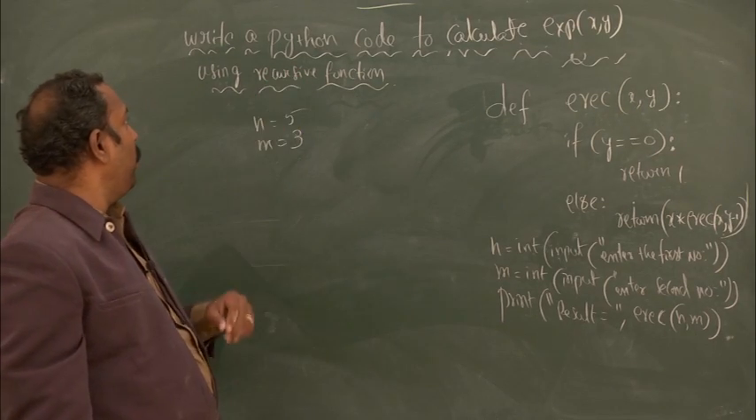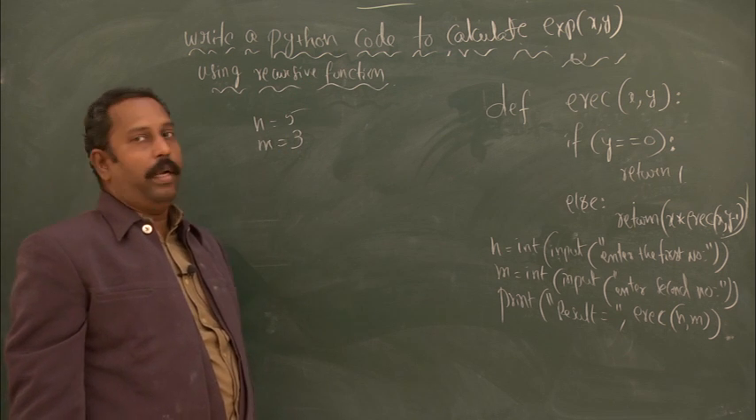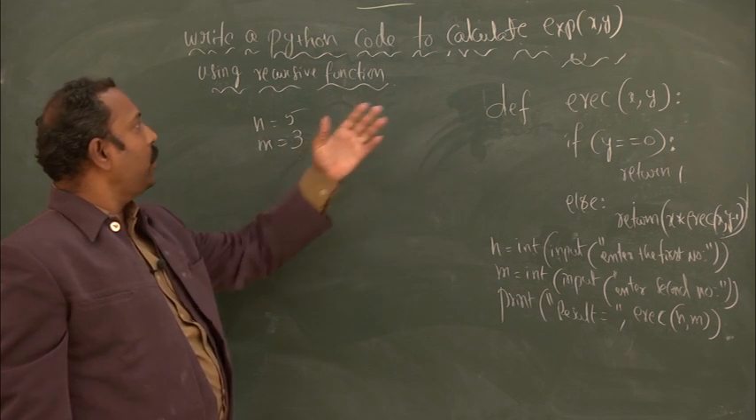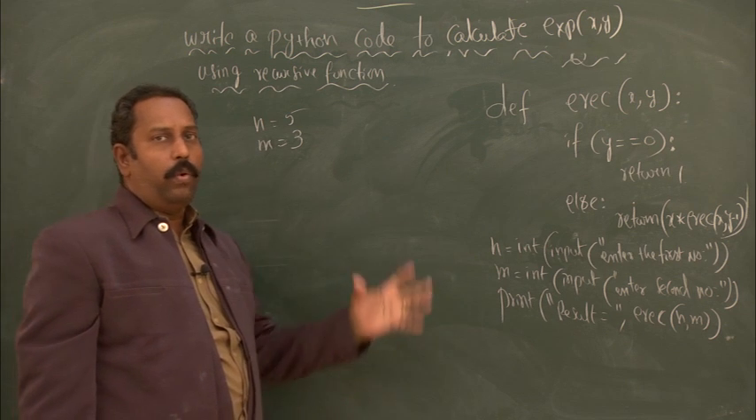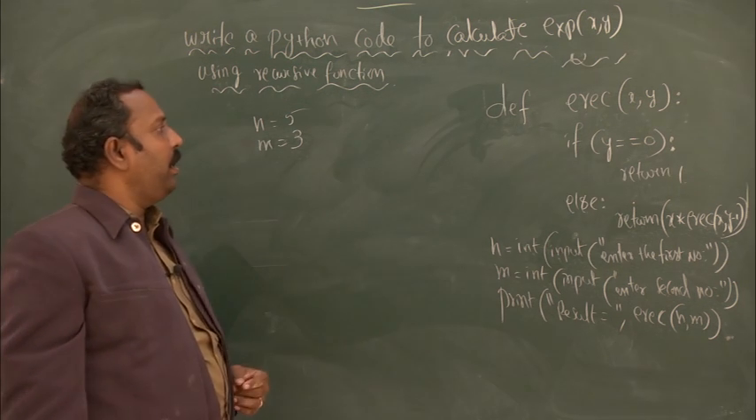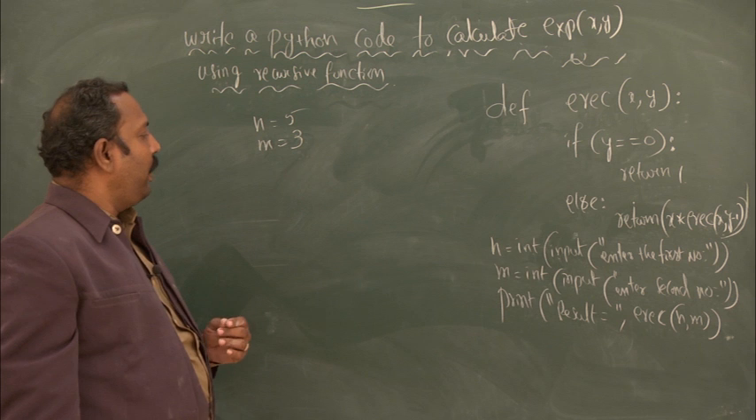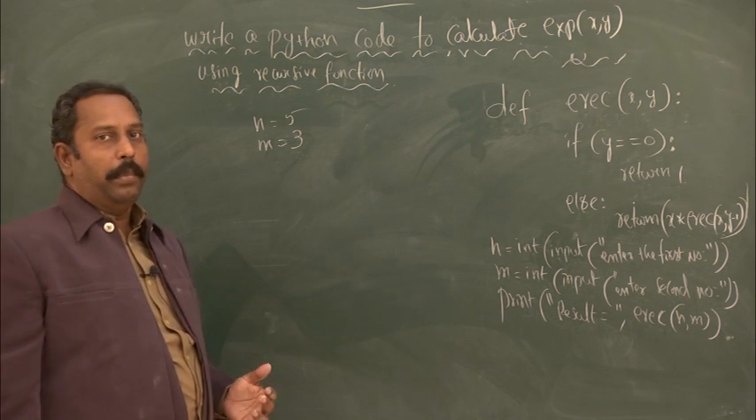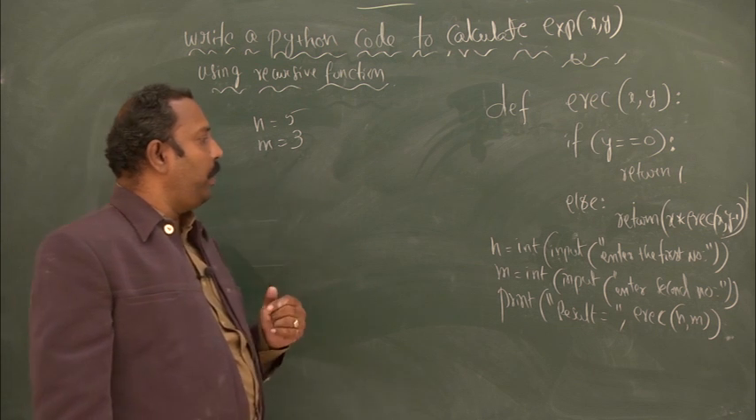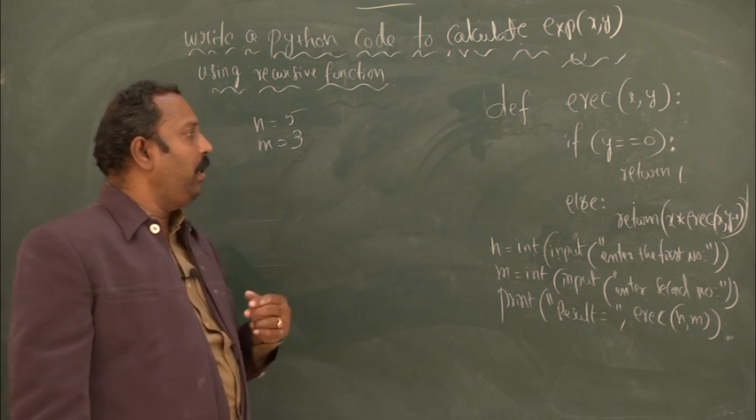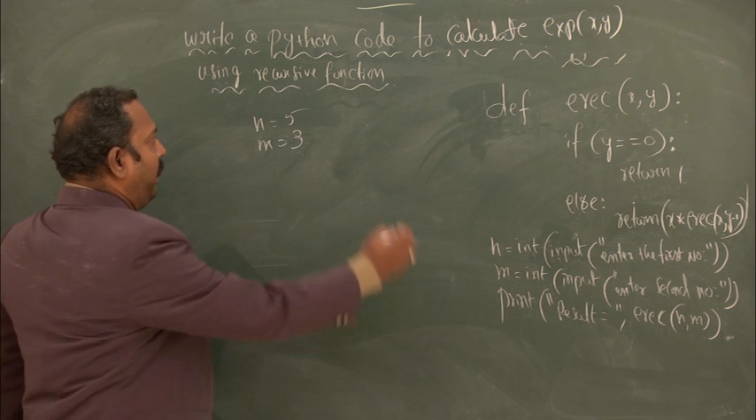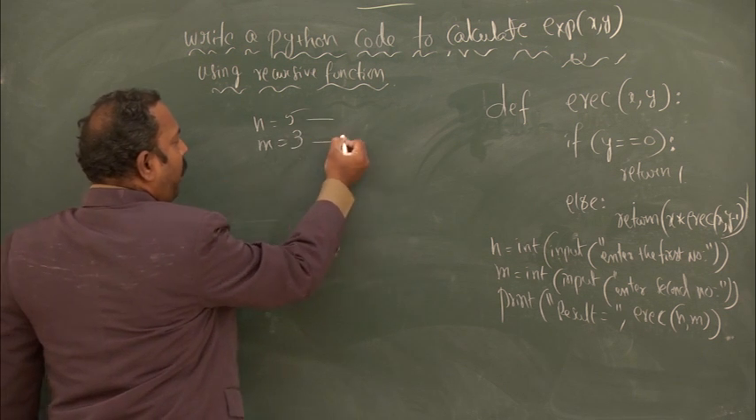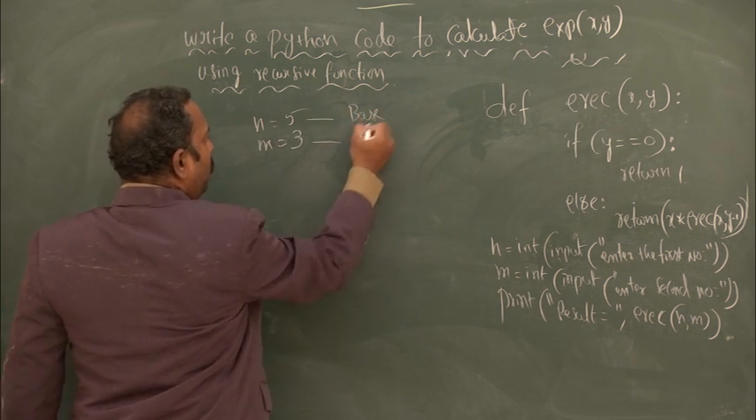Now we'll see another program. Write a Python code to calculate the exponent value x comma y using a recursive function. The whole function we have to write using recursion. For example, to find the exponent value we require two numbers: one is the base value, another one is the exponent value. So n is the base value here, m is the exponent value.